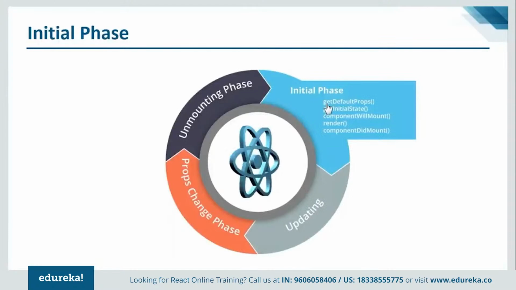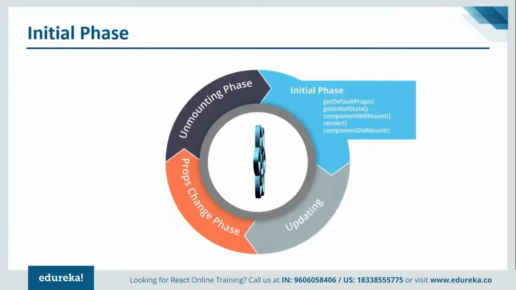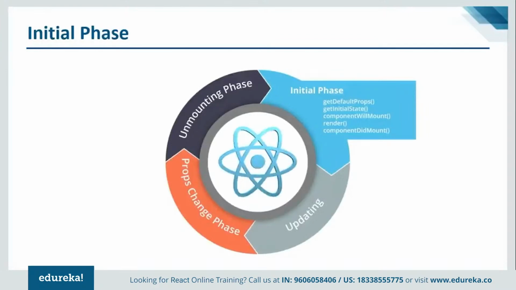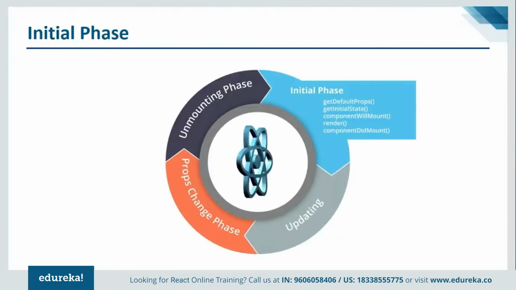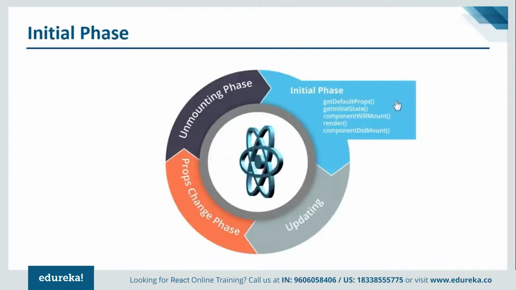So the first method we have is the getDefaultProps. This method allows you to specify the default value of this.props. It gets called before your component is even created or any props from the parent are passed. Then next we have the getInitialState. Now this method allows you to specify the default value of this.state before your component is created. Just like the previous method, it too gets called before the component is created. So the next method we have is the componentWillMount method.